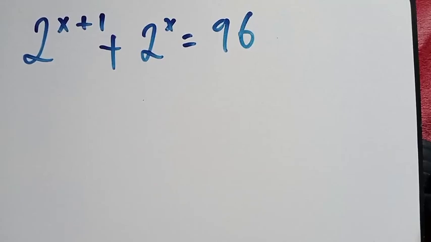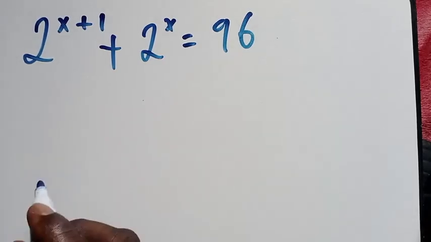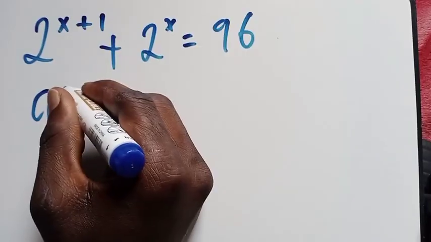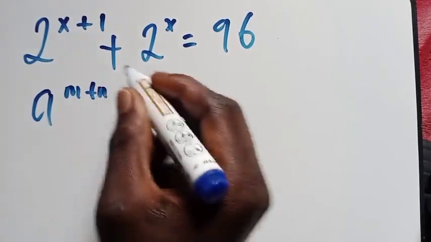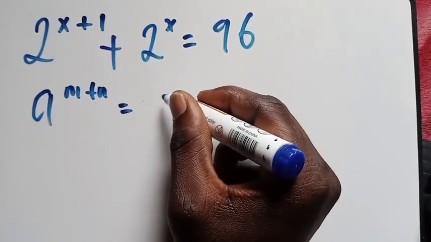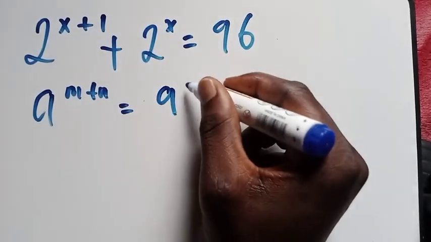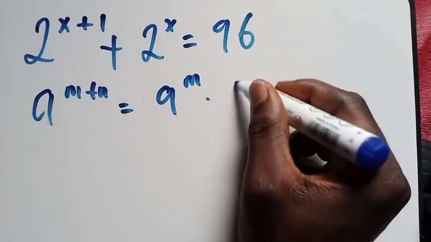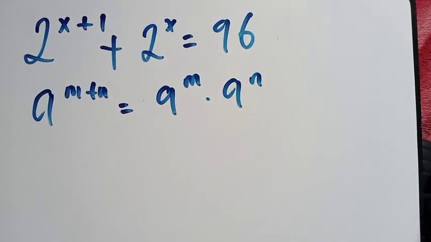All right, let's solve this Olympiad question. 2 raised to the power x plus 1, plus 2 raised to the power x, is equal to 96. I will apply the law of indices, which says a to the power m plus n is equal to a to the power m times a to the power n.